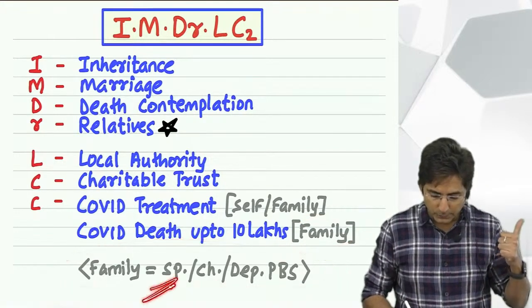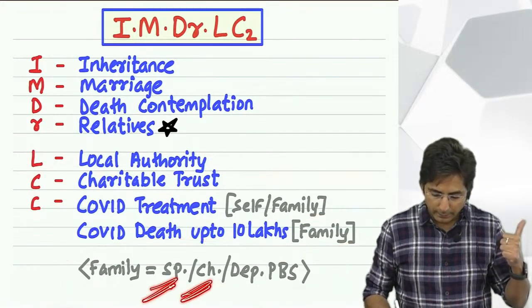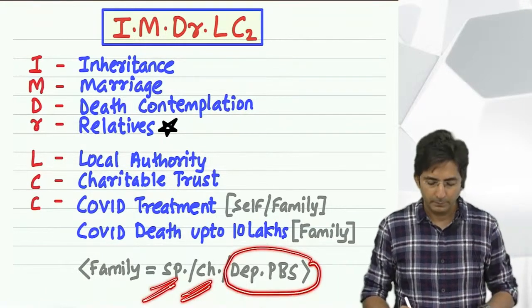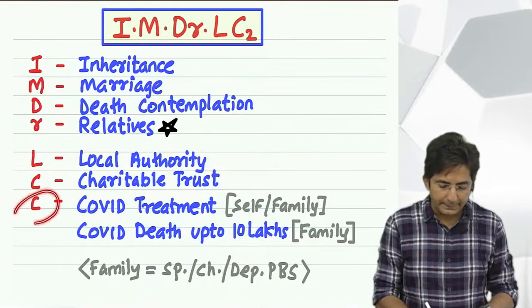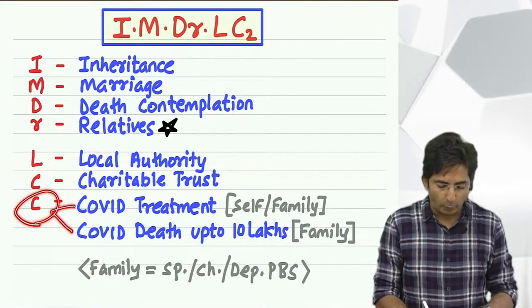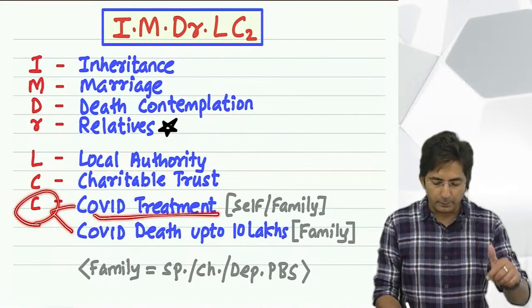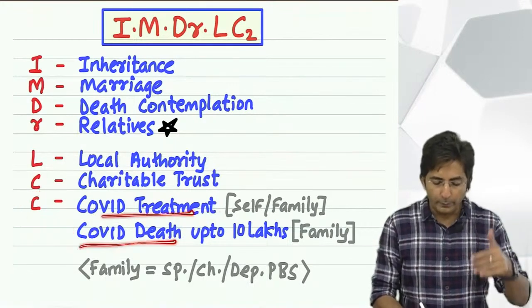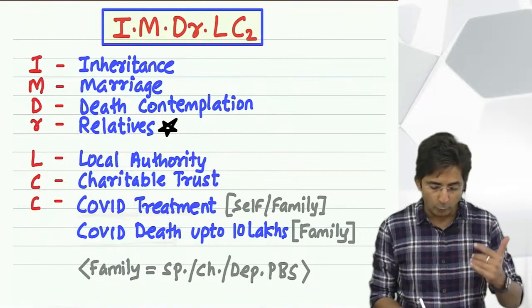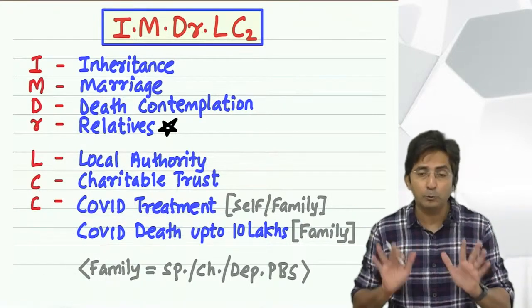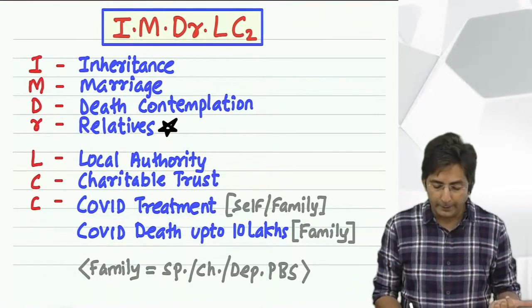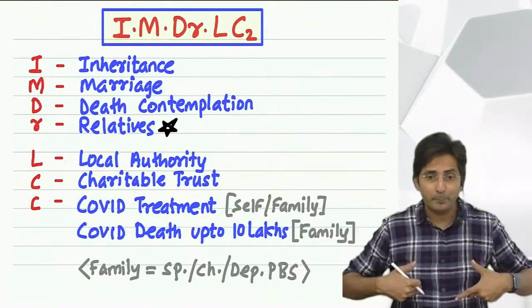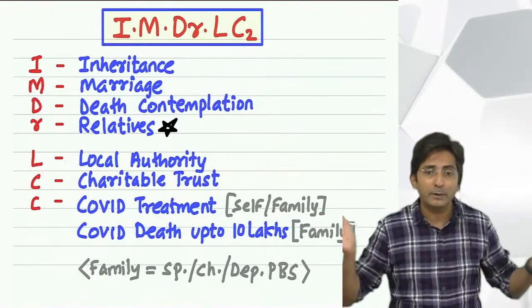What is this? Spouse, children, dependent, parents, brothers and sisters. Okay. So see, in C, there were two COVID points: COVID treatment and COVID death. COVID treatment has no limit. COVID death has a limit up to 10 lakhs. And in COVID treatment, it is a treatment, which means no one has died. So it can be my treatment also, family's treatment also, anyone.